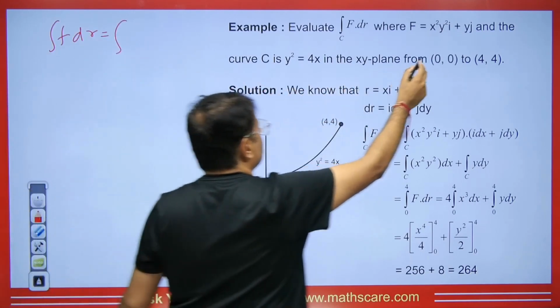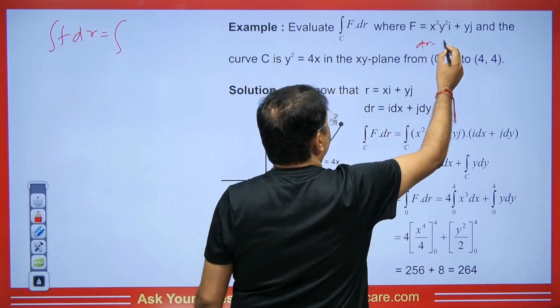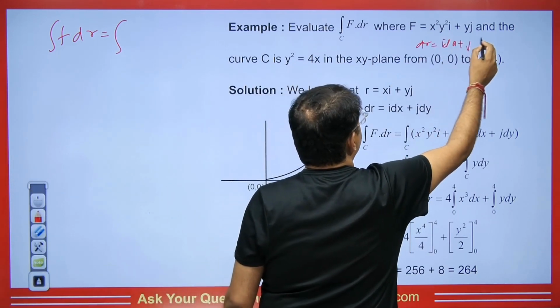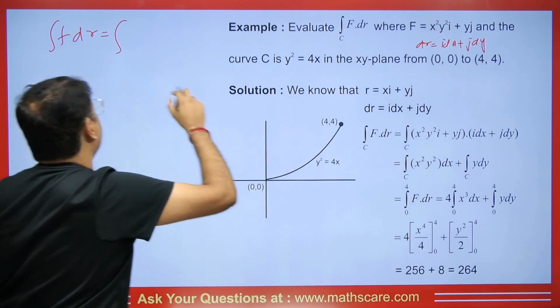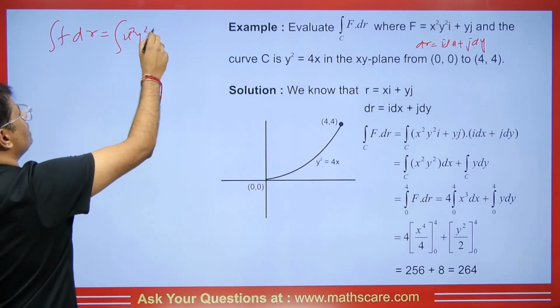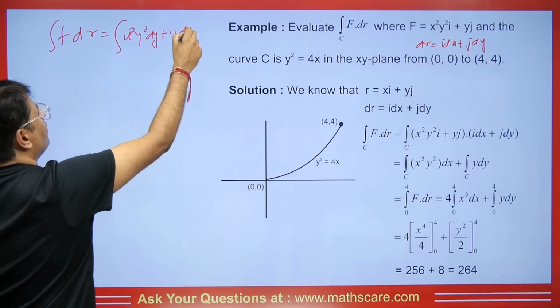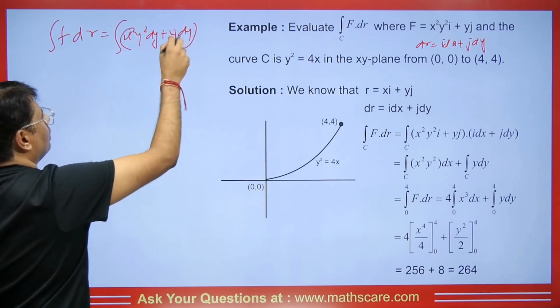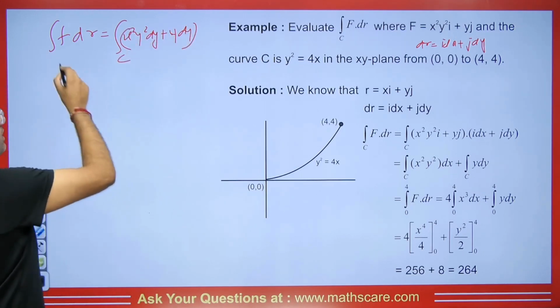So what is the value of dr? The value of dr that we get is i dx + j dy. And when we calculate its dot product, we will get x² y² dy + y dy, right? And then what is going to be our next step? Now we will put the limits here.